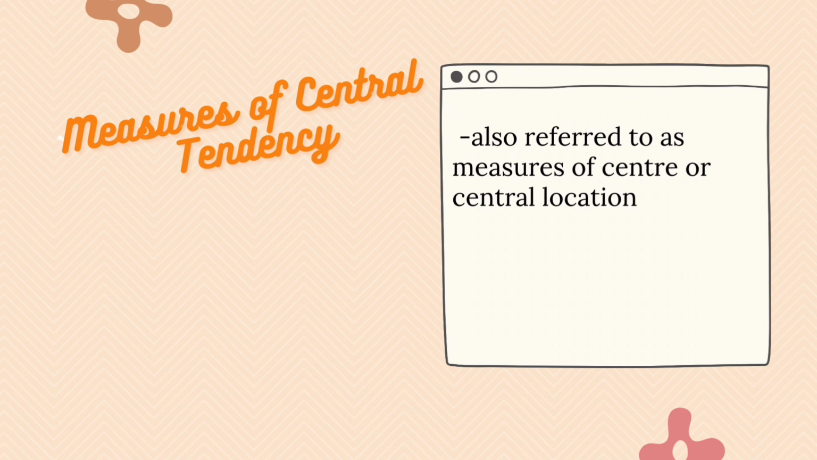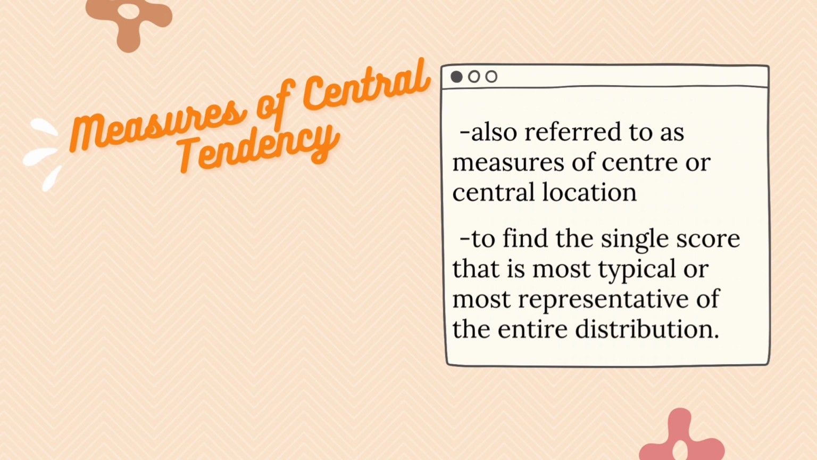Measures of central tendency, also referred to as measures of center or central location, are summary measures that attempt to describe a whole set of data with a single value that represents the middle or center of its distribution. Its goal is to find the single score that is most typical or most representative of the entire distribution. Unfortunately, there is no single measure that will always produce a central or representative value in every situation.